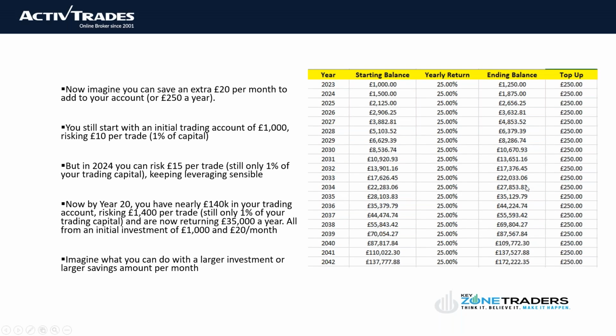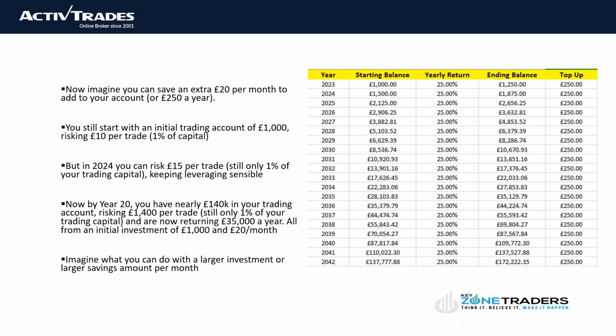Let's use the same example, but let's imagine we can save an extra £20 a month, so just £20 a month to add to your account, or let's just call it £250 a year just for rounding purposes. You still start with an initial trading account of £1,000, risking £10 per trade, but in 2024, you can now risk £15 per trade, which is still only 1% of your trading capital, keeping leverage sensible. Now, obviously, that year you're only going to make £375. You're still making very small amounts, like in the original example. So you've only made £875 over those first 2 years.